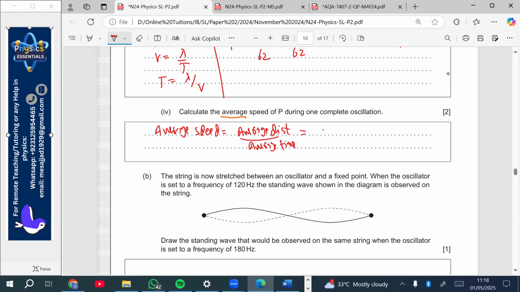So the distance is 0.16 and the time is 1.9 times 10 to the power minus 2, as calculated before. And finally the answer is 0.16 divided by 1.9 times 10 to the power minus 2. So its answer is 8.42 meters per second.